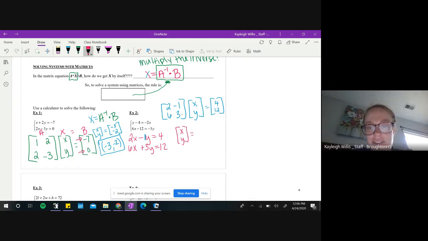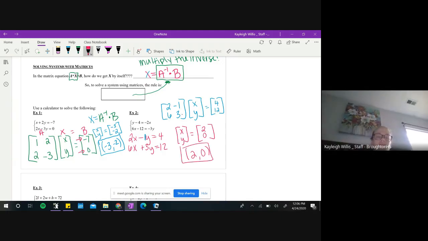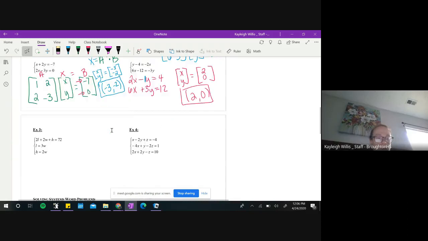Yes. So my answer here, and I can't see it anymore, is 2, 0. So again, X, Y equals 2, 0. If we were to graph those, they would cross at 2, 0. That's the solution. All right.